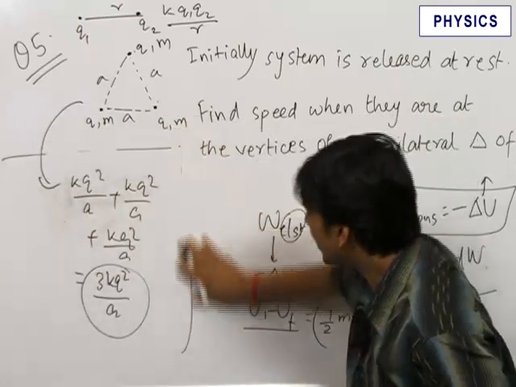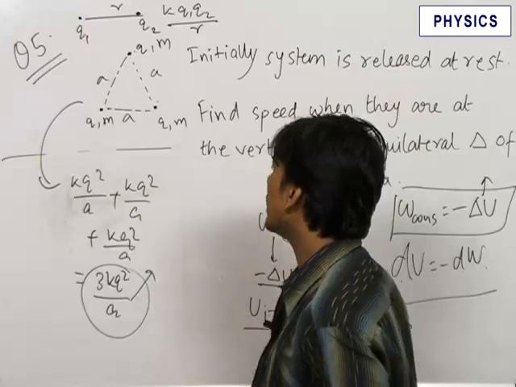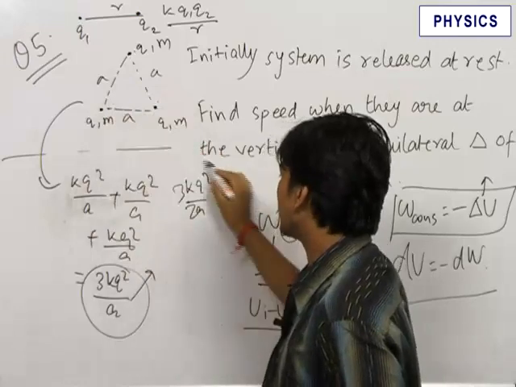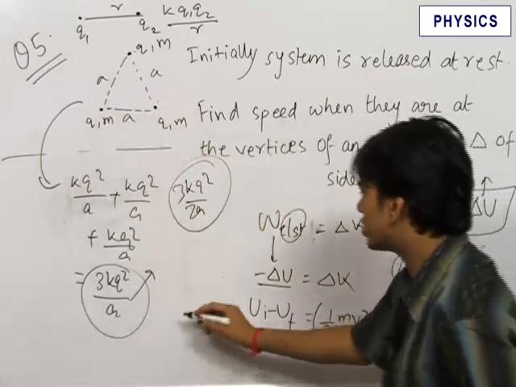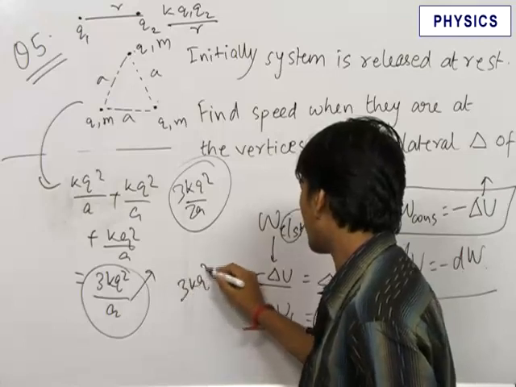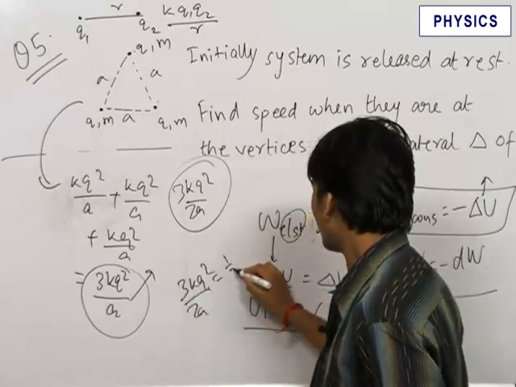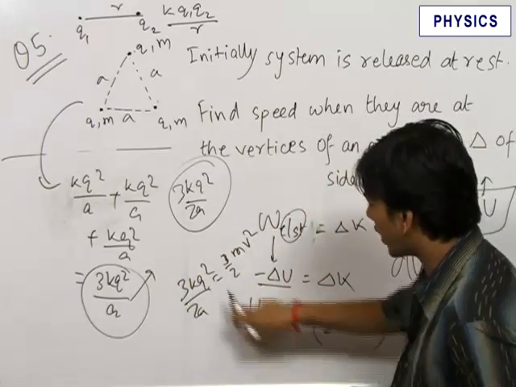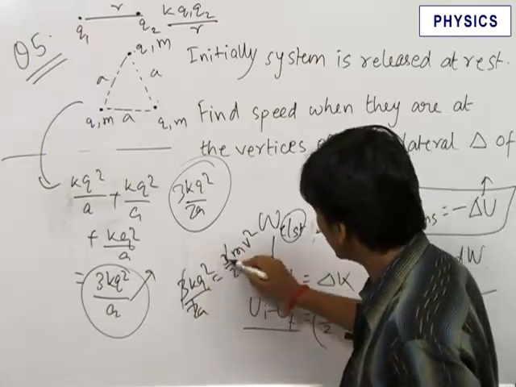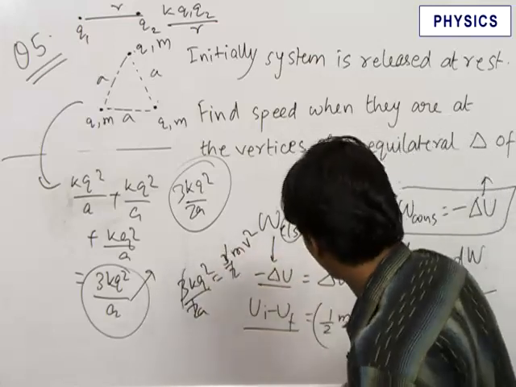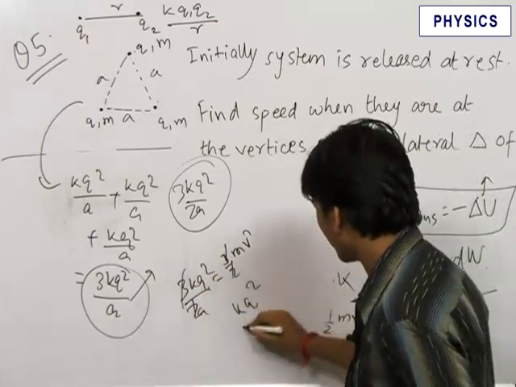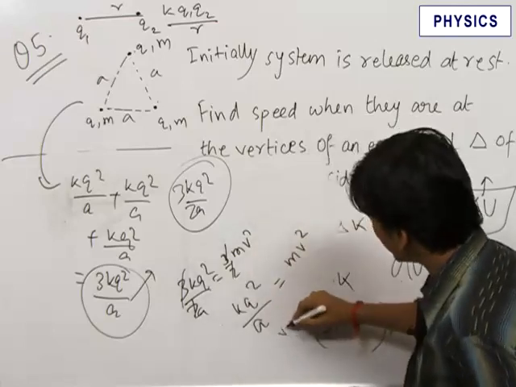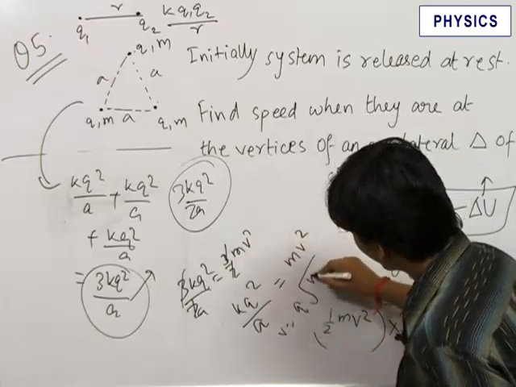Also, when we write down the final potential energy, A will be replaced by 2A because it will be kq square upon 2A into 3 times because of the 3 pairs. So this is the final potential energy. Let us subtract these two, so we get 3 kq square upon 2A is equal to half times 3 times mv square. From this equation, we cancel 3 by 2 to get kq square upon A is equal to mv square. Therefore we get the value of v is equal to q root over k upon mA.